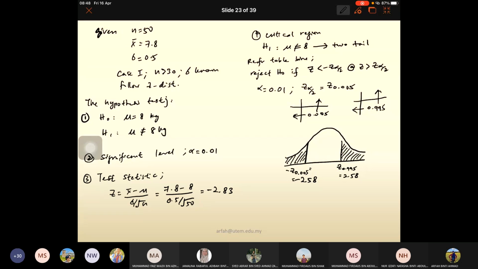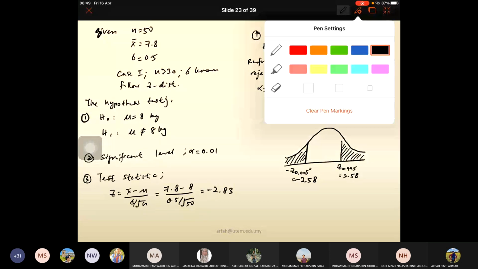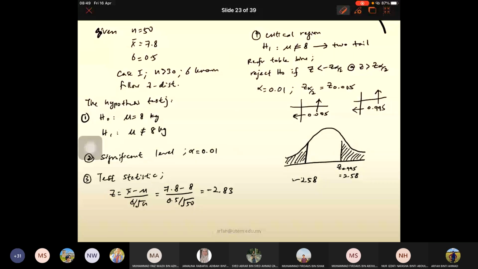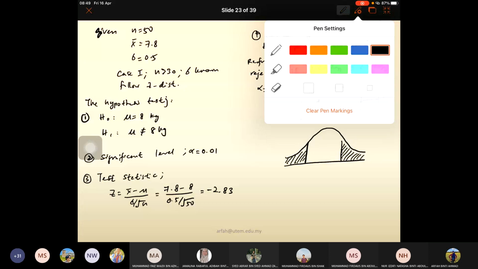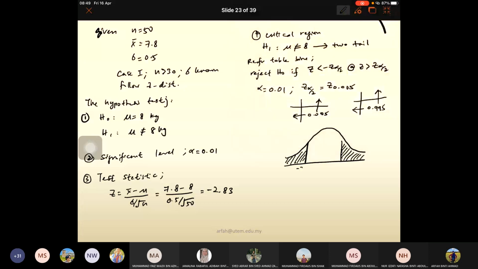Okay, reject atau accept H null? Reject. Okay, so kalau tengok dekat sini, negatif 2.58 dan juga 2.58 over here. Awak dapat negatif 2.58 kat sini dan juga 2.58 di sini. So, test statistik kita adalah negatif 2.83. That is lebih besar. So, negatif 2.83 must be somewhere here. So, dia akan jadi reject.